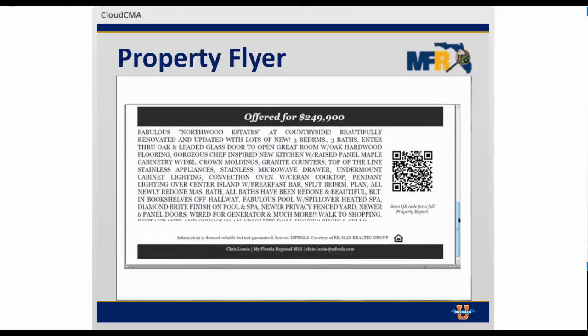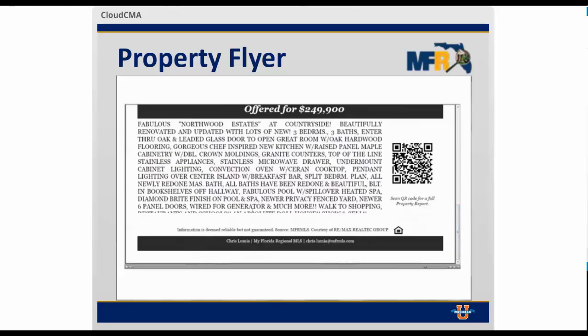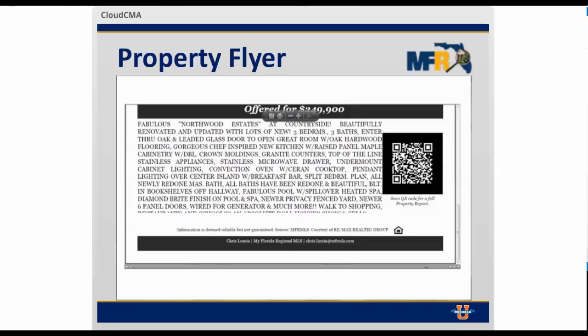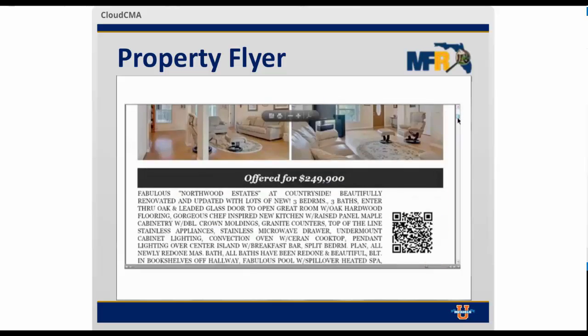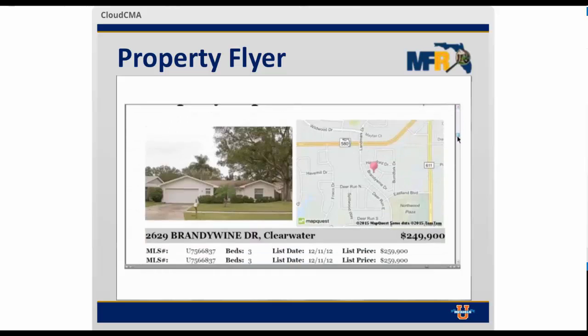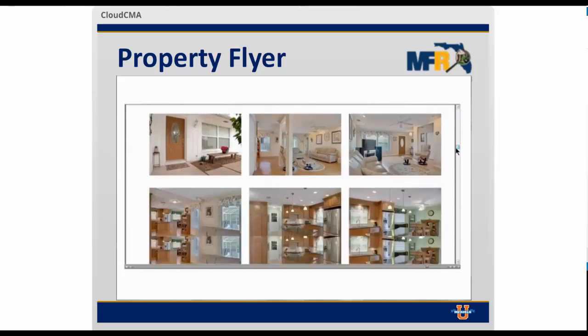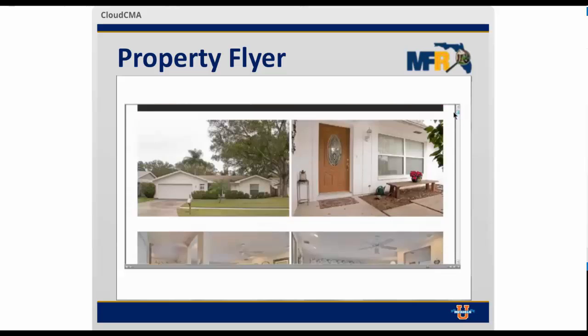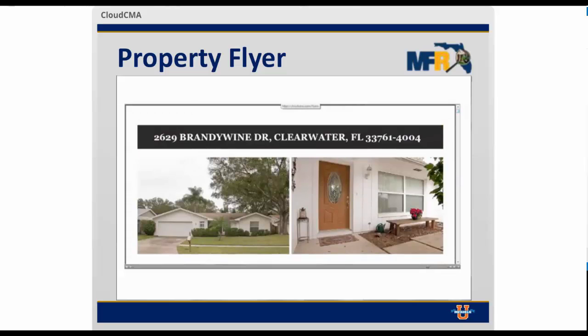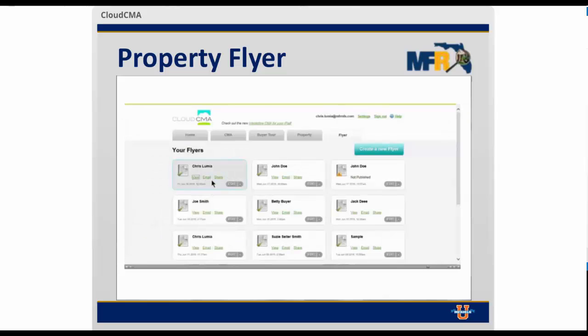Here we go. And notice that my public remarks cut off. That's why I have the ability to edit the public remarks. But I can either scan this QR code, or if I email this out or put it on Facebook, it's a clickable code. Just click on it, and this takes the person to a full property report with all those pages that showed up on my Customize tab. So that's really how Cloud CMA works. And coming back, remember, I can email this, I can share the flyer, share it to my social media pages.